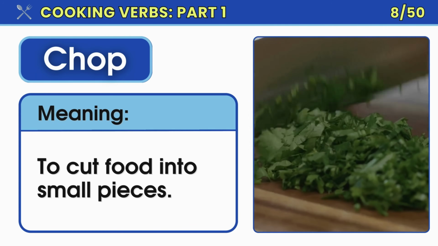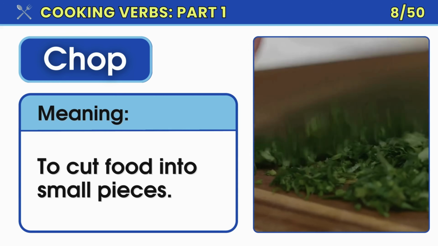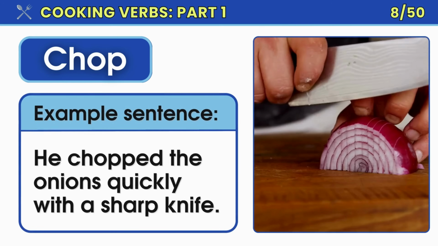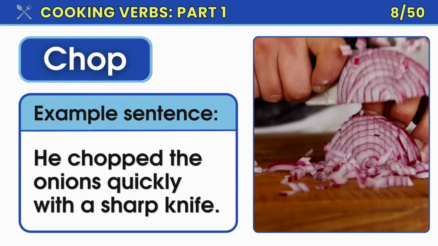To chop means to cut food into small pieces. For example, he chopped the onions quickly with a sharp knife.